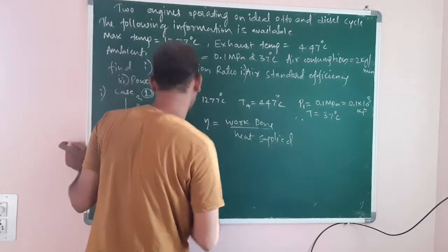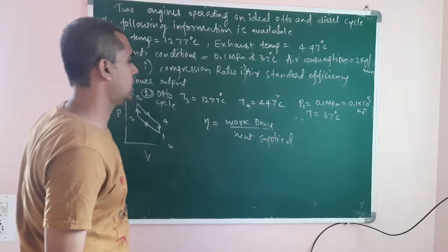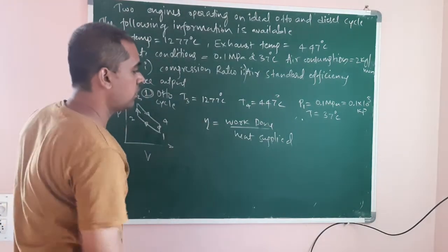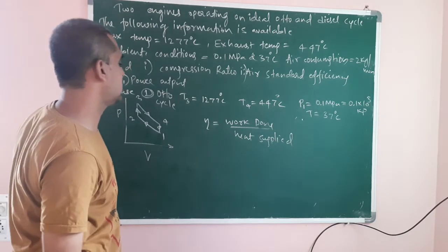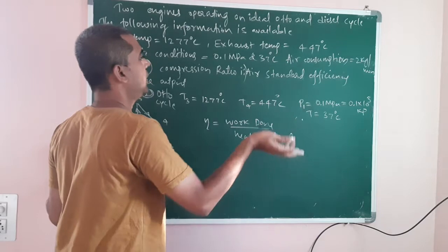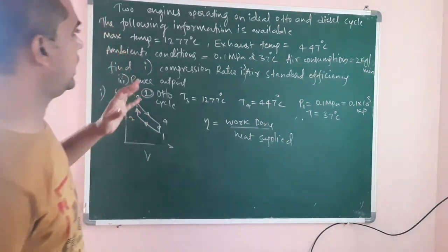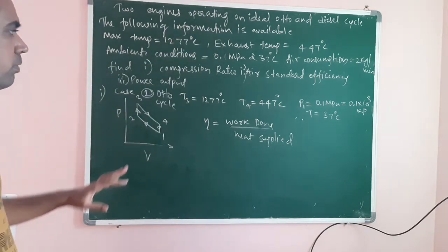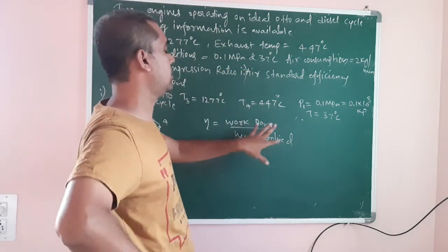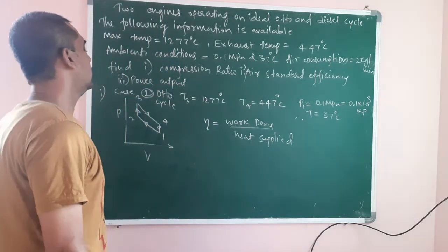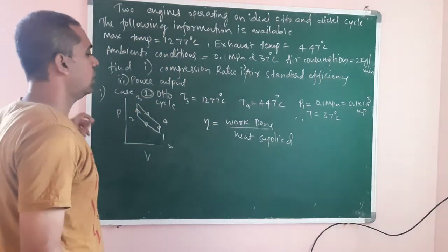How to calculate work done? We can calculate work done in several ways. We know efficiency here, therefore I think we can calculate heat supplied easily. Once we calculate heat supplied, we can calculate work done. If we multiply the mass flow rate, which has been given, by the work done per kg, we will get the required thing.